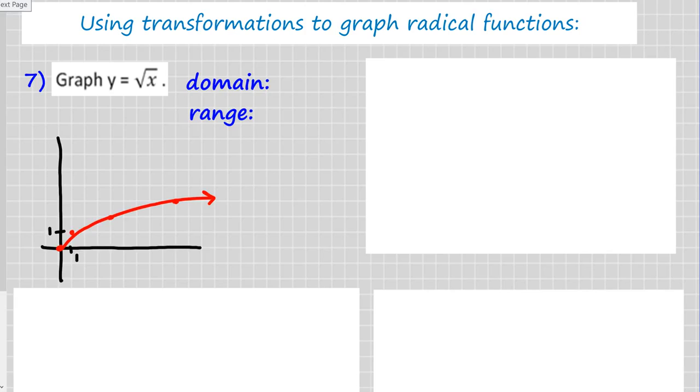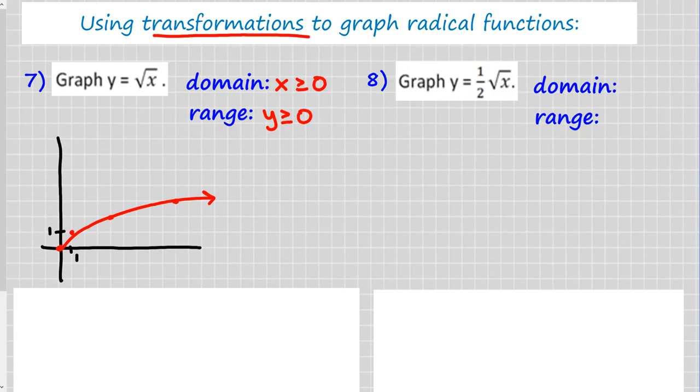All right, for the second part of the lesson, we're going to use transformations to graph radical functions. So in other words, let's start with the parent function, y equals the square root of x, which has domain x is greater than or equal to 0 and range y is greater than or equal to 0, as we saw earlier. And let's transform it.